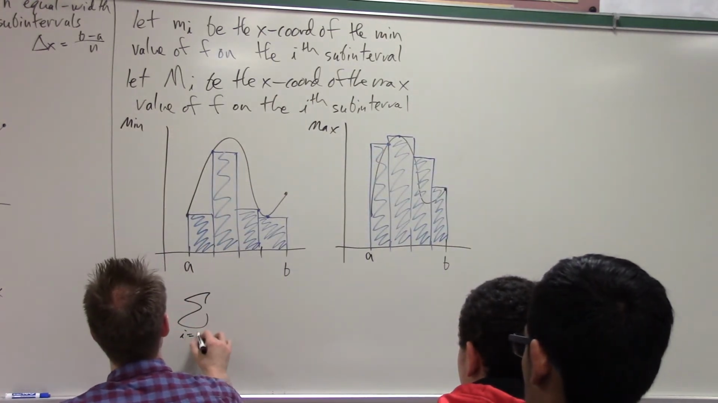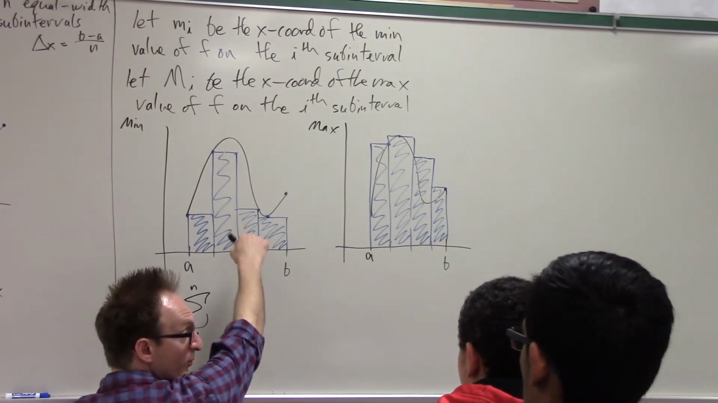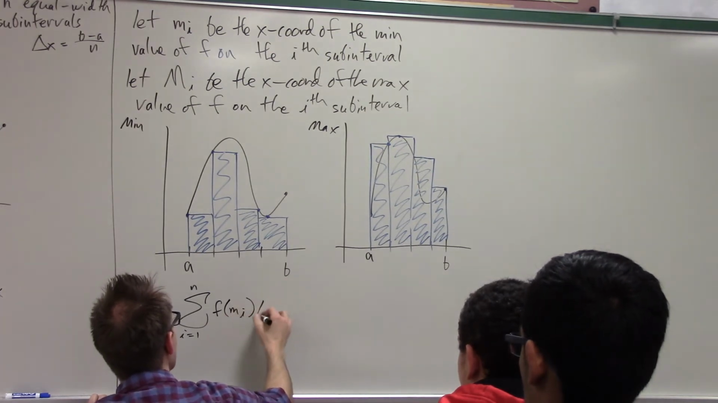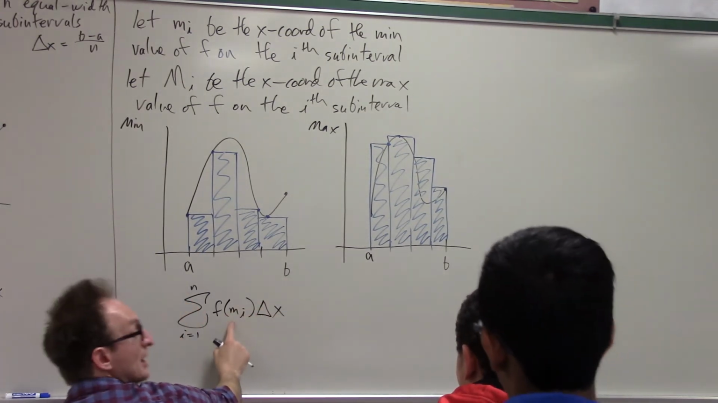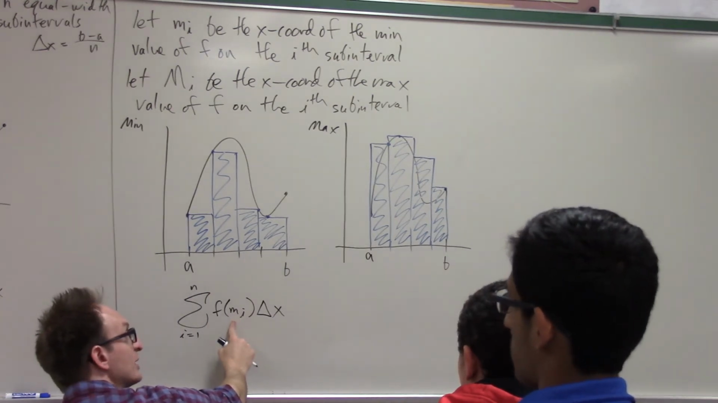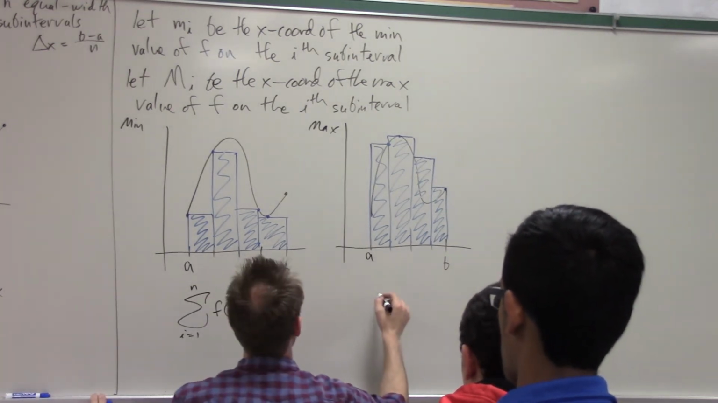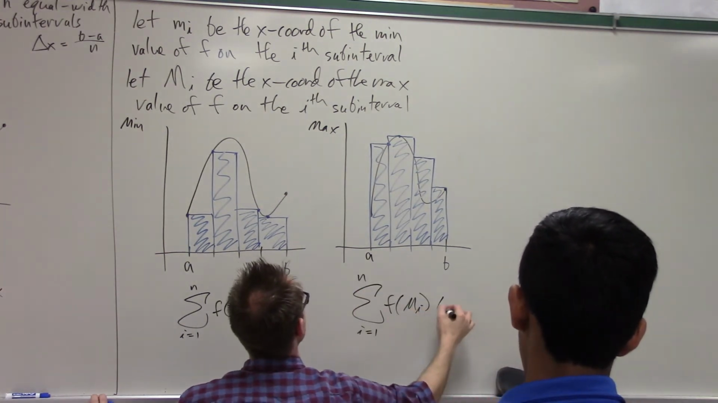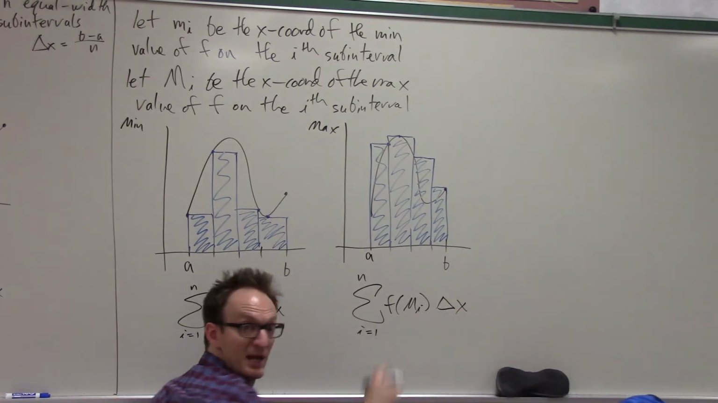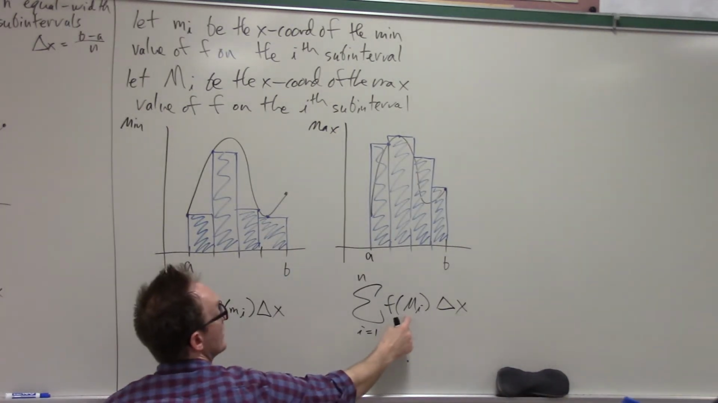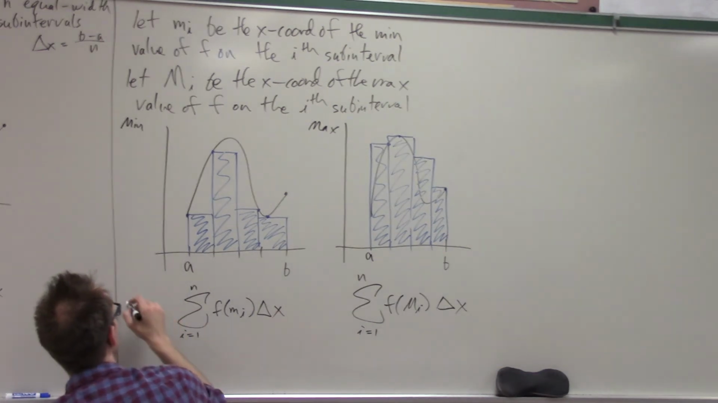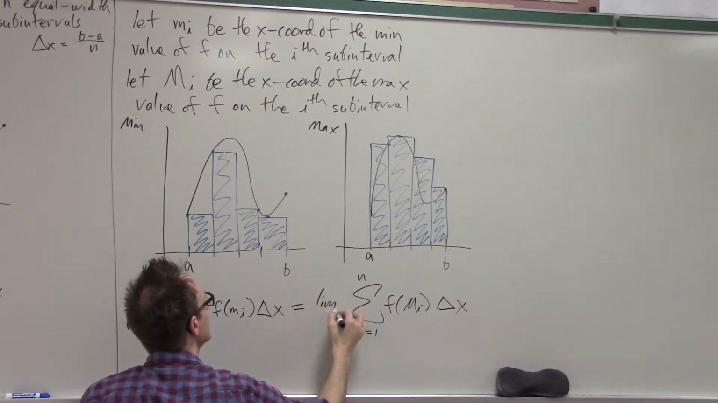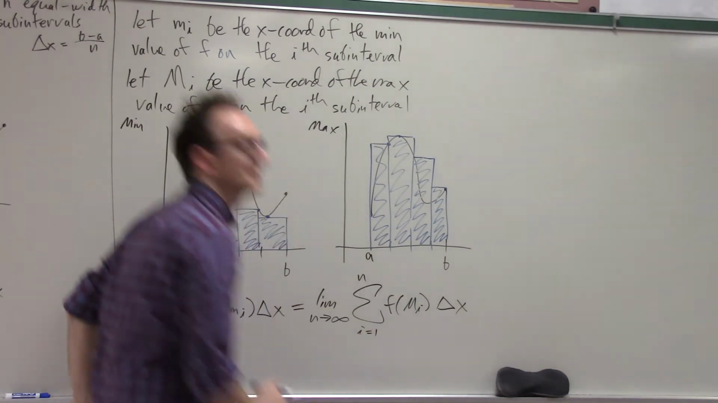The min is the sum from i equals 1 to n of, what's the area of the ith rectangle? Well, it's f of little m sub i delta x, because that's how I define little m sub i, to be the x coordinate, the point on each subinterval where the function is smallest. And over here, I'm going to get the sum from i equals 1 to n of f of big M sub i times delta x, because that's how I define big M sub i on the ith subinterval. These are generally going to be different, but claim: if I take the limit as n goes to infinity of both of these, then these are the same.